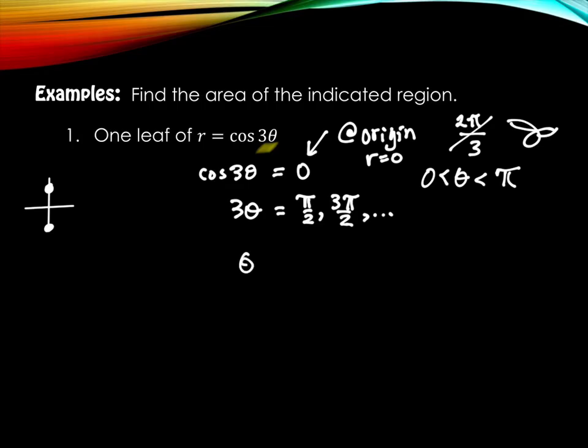I'll have to divide it by 3. So this is pi over 6, and then 3 pi over 6, which, yes, I realize that simplifies. But this is how we would solve that. Okay, does it make sense?